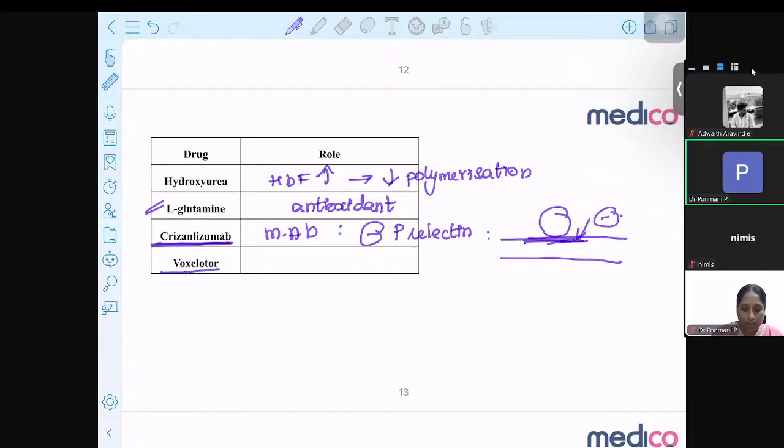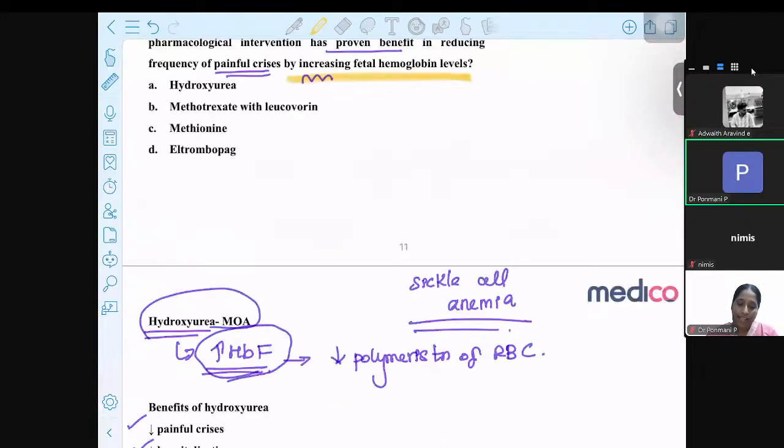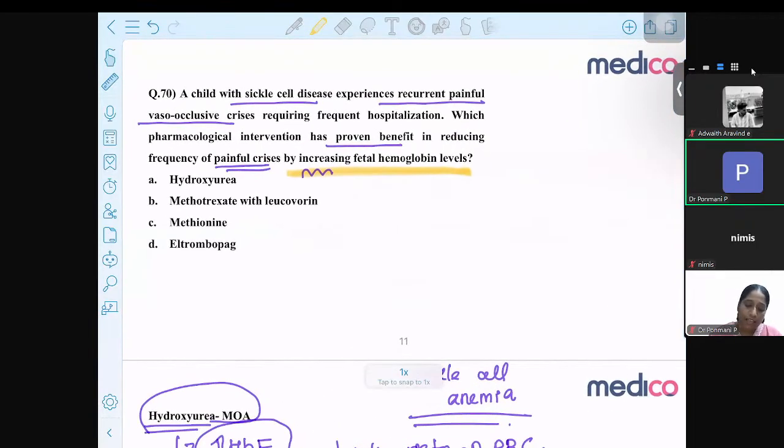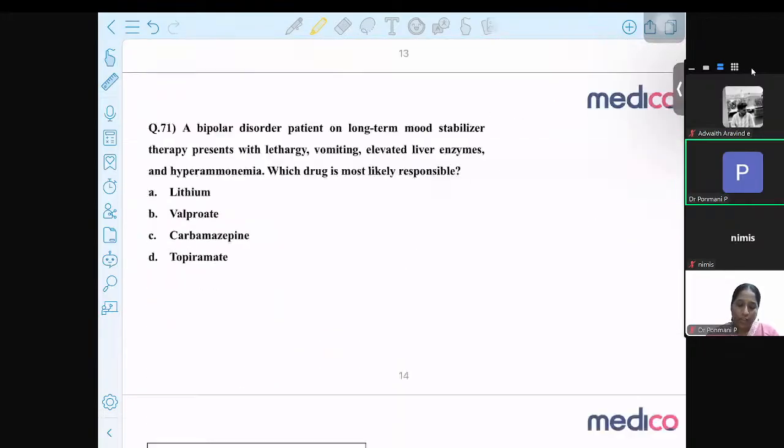And voxelotor is also a drug which was approved before, and this also decreases the HB polymerization. But the only drug which increases the fetal hemoglobin and reduces the polymerization is hydroxyurea. And hence, what was our answer here? Which is a drug which increases the fetal hemoglobin? It is hydroxyurea. Now moving into the next question.